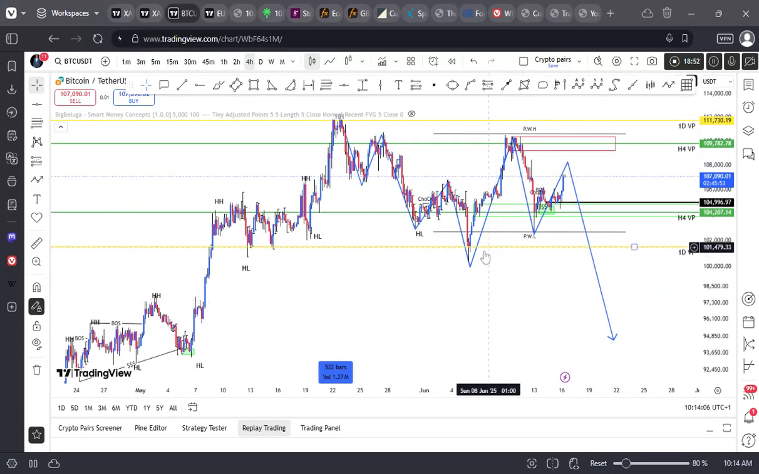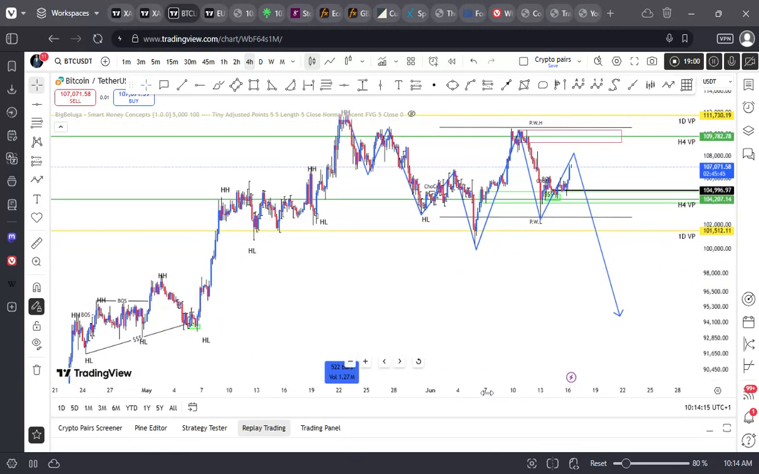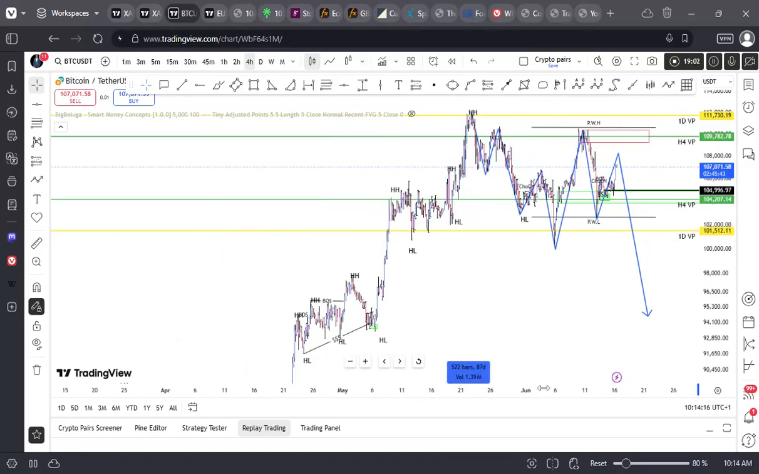Okay, so this is a corrective structure. It has a one, two, three. Once this is completed, we possibly get another drop for Bitcoin. So what we're trading right now for Bitcoin is more like a corrective structure. That's what I see for Bitcoin. We're trading more like a corrective structure.